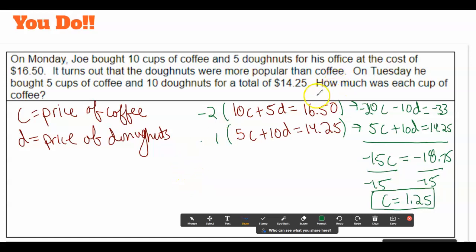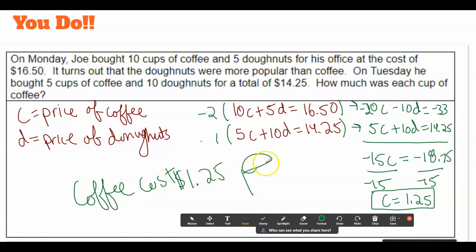And if you read the question, it only asks for cups of coffee. So that's another reason why it made sense to eliminate donuts. So coffee. I'm going to try to draw a coffee cup, you guys. There's my coffee cup.